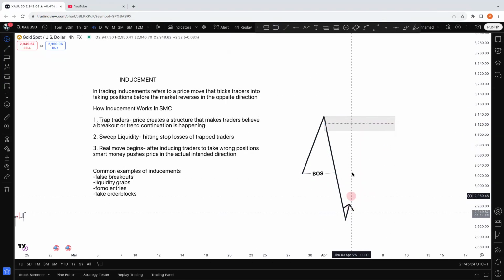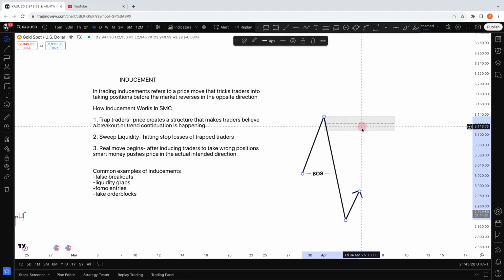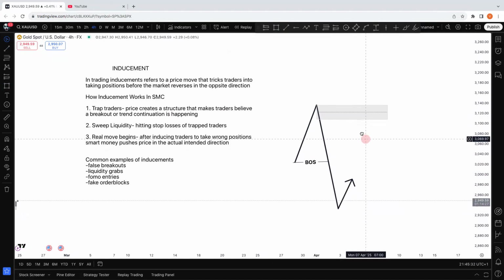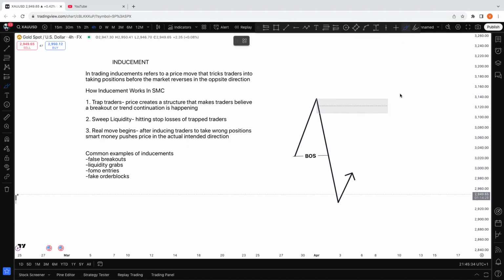So what do you expect? You expect price to come back to this zone here to mitigate this order block before another leg down, right? Now this is what price might do. Price might decide to do something like this and go down, right?